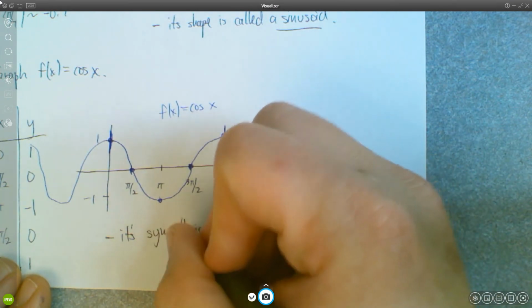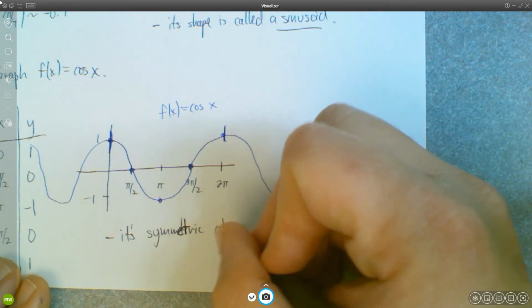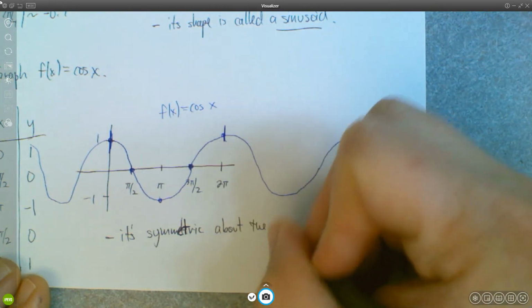Why am I having a hard time writing this word today? Symmetric about the y-axis.